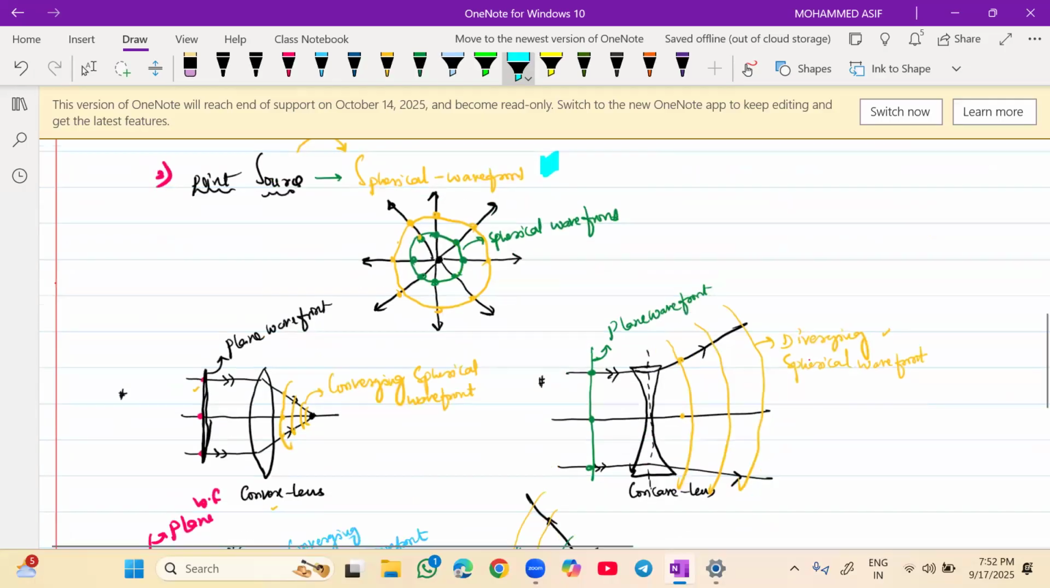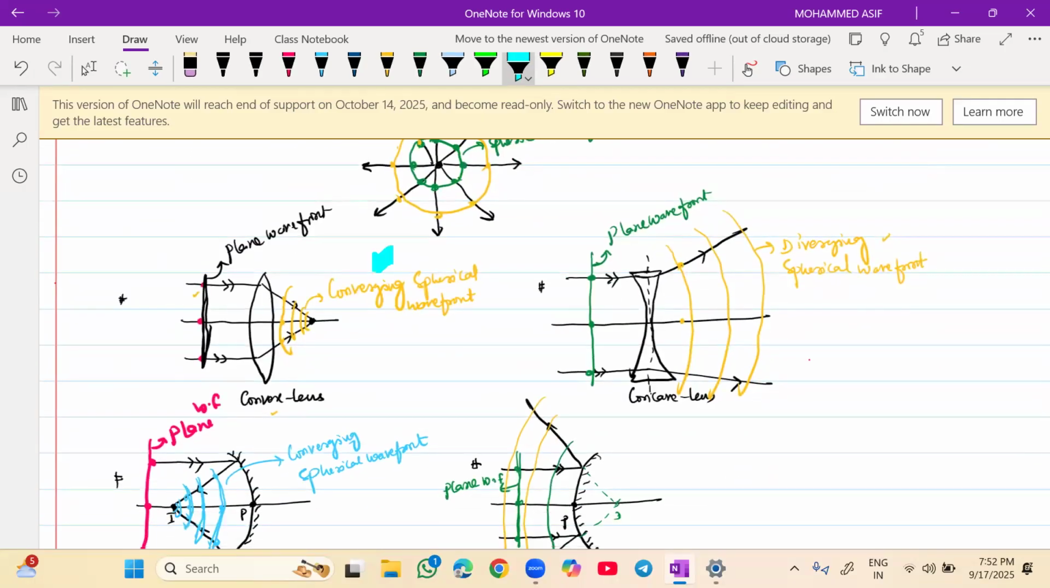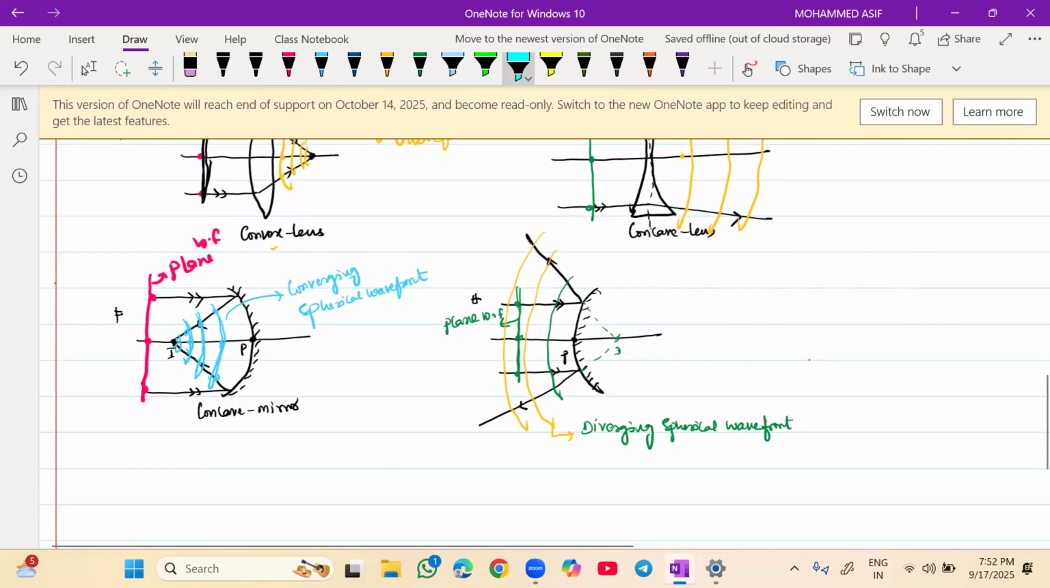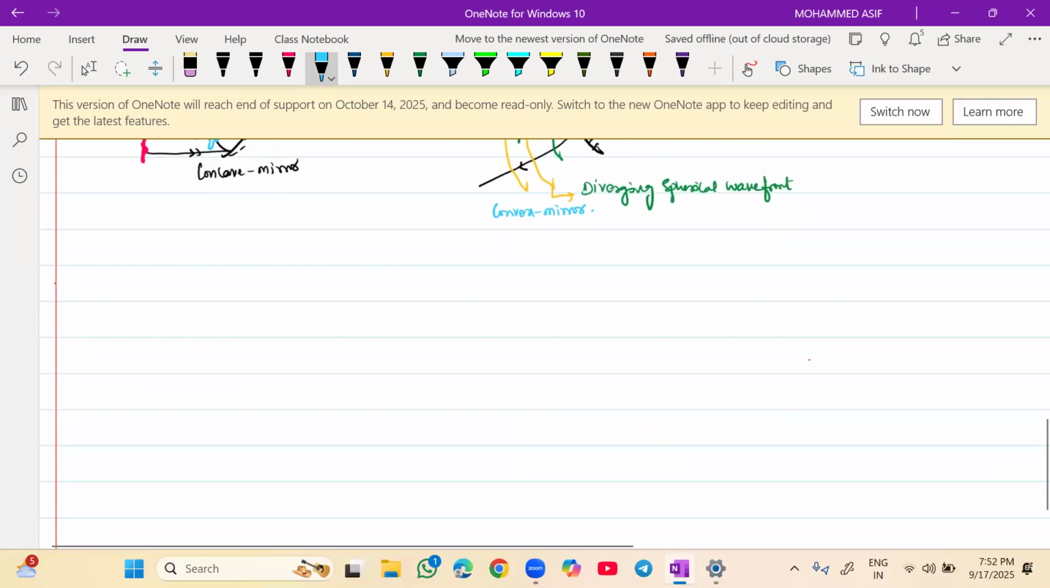Now see, a point source of light will give a spherical wavefront. A convex lens will give a converging spherical wavefront. A concave lens will give a diverging spherical wavefront. A concave mirror will give a converging wavefront. A convex mirror will give a diverging wavefront. This is your convex mirror. Am I clear? Any doubt in this to anyone?